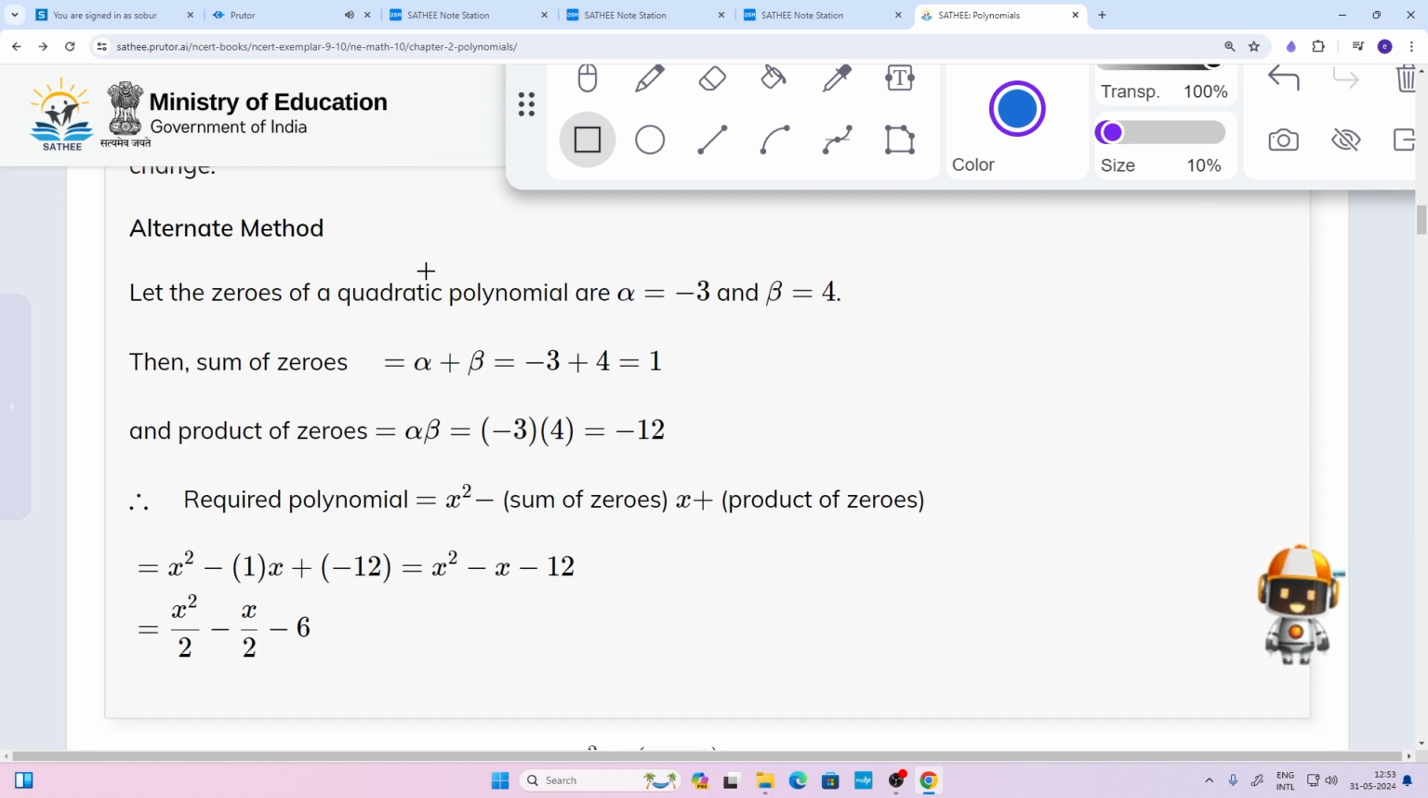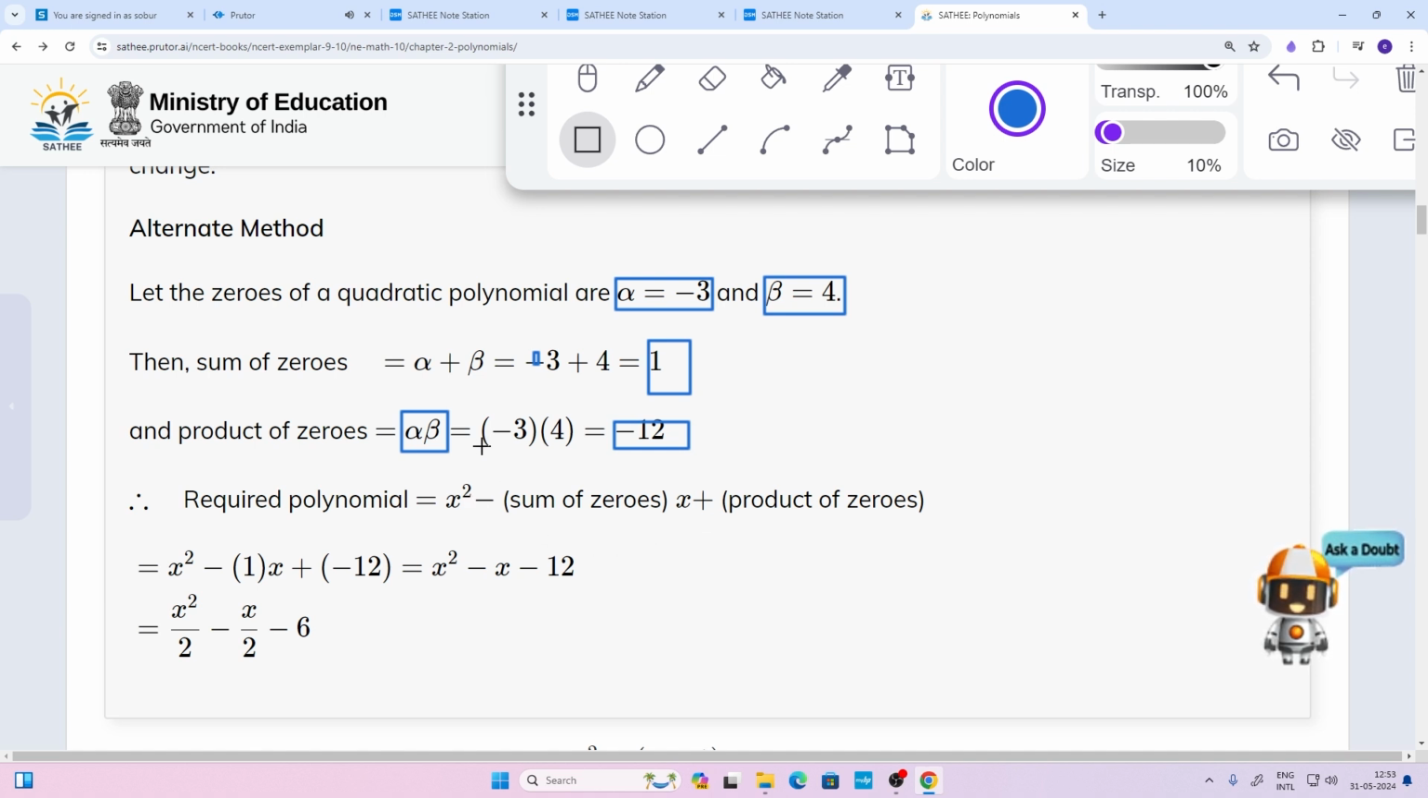So you can let the zeros of a quadratic polynomial be alpha is equal to -3 and beta is equal to 4. The sum of zeros, alpha plus beta, is equal to 1. And the product of zeros, alpha into beta, is equal to -3 into 4, that is equal to -12. So product of zeros is equal to -12.